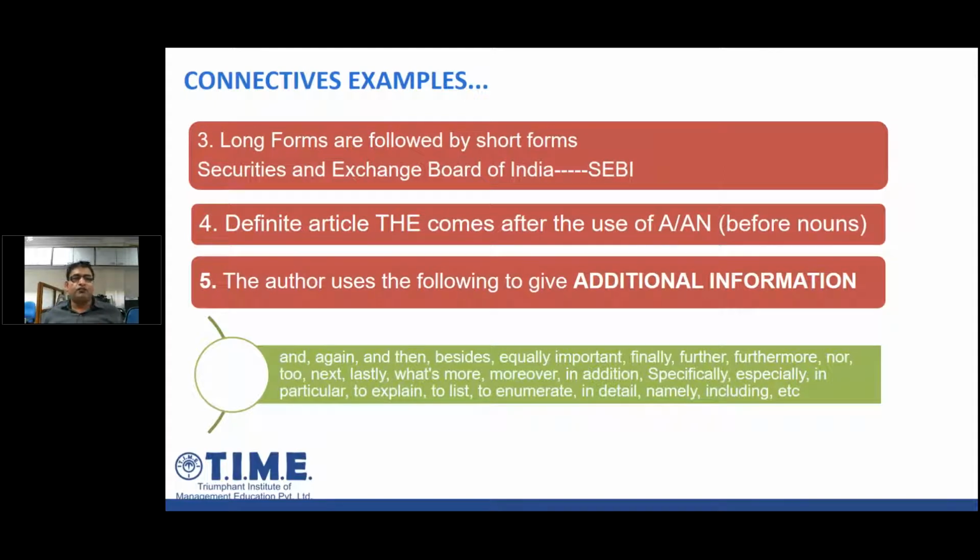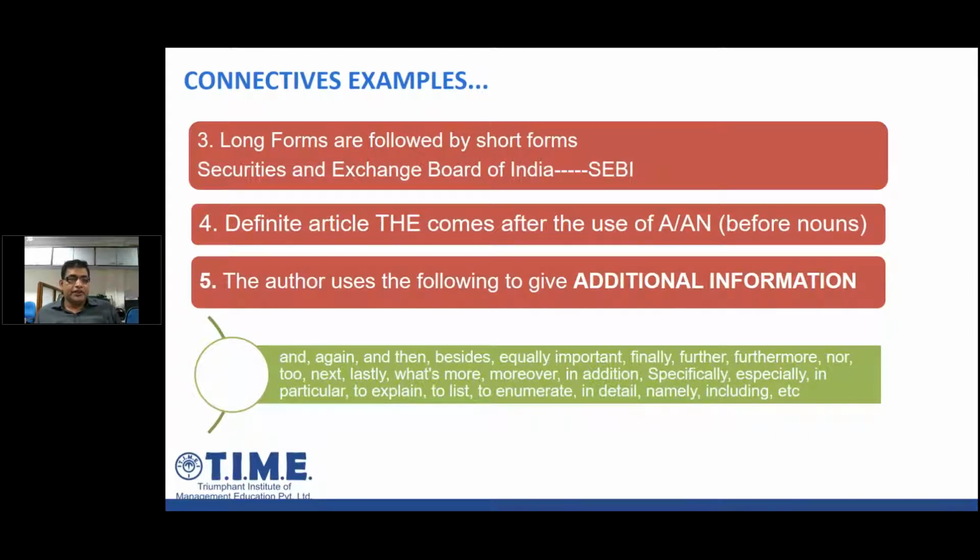Fourth one, I already referred to this. Definite article the comes after the use of a or an before a noun. So first a noun with a or an will be there. For instance, a boy, and then the same noun is referred to later as the boy. You cannot have a paragraph with the boy first and then later a boy. So remember this also.